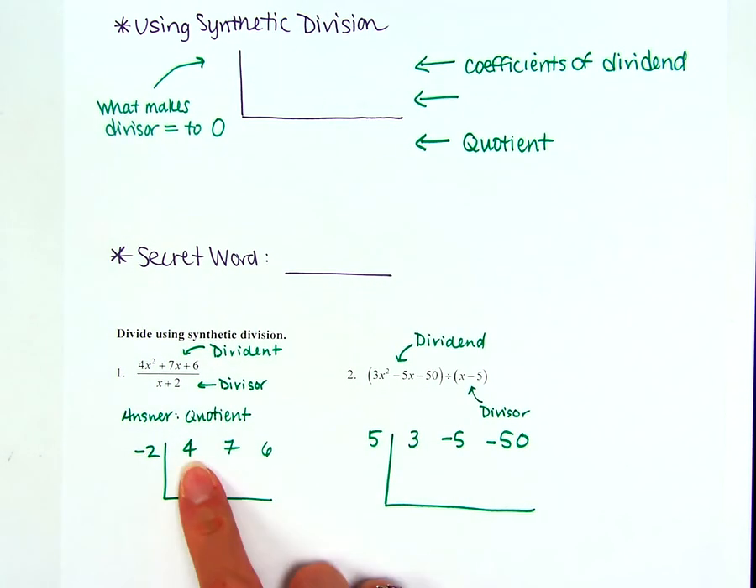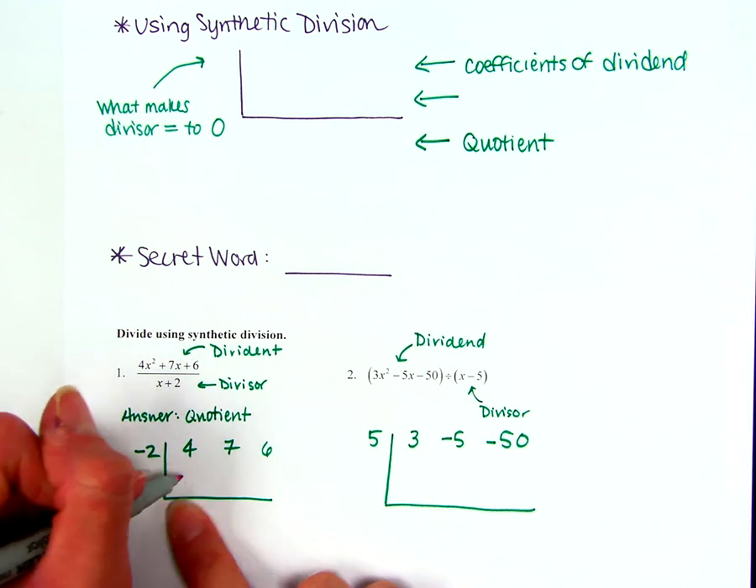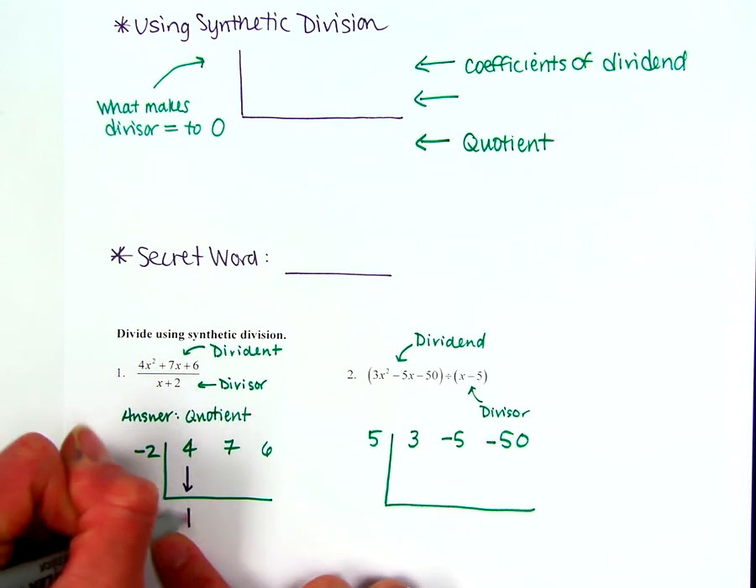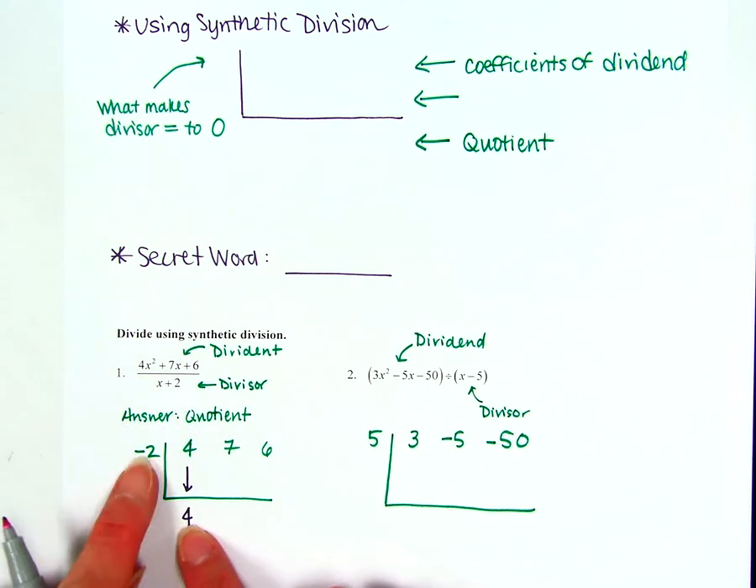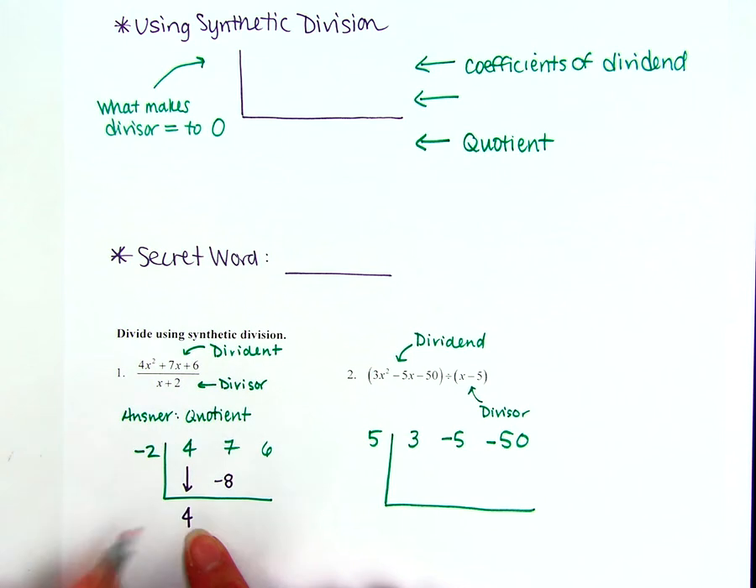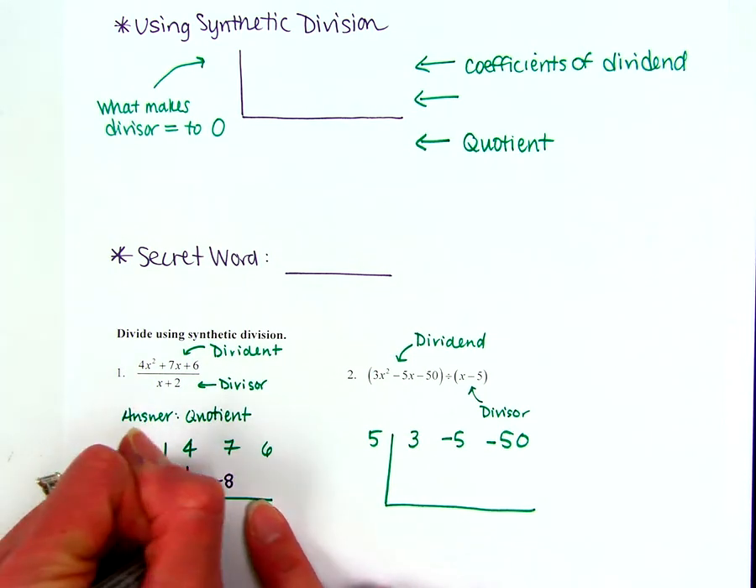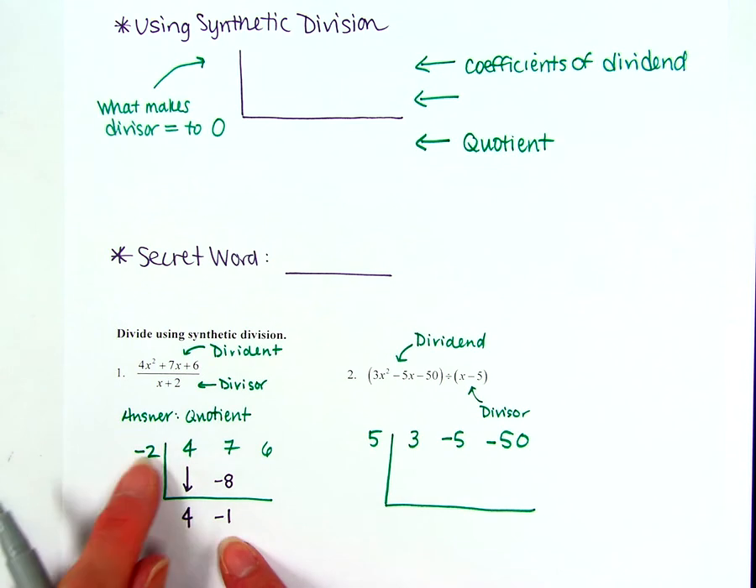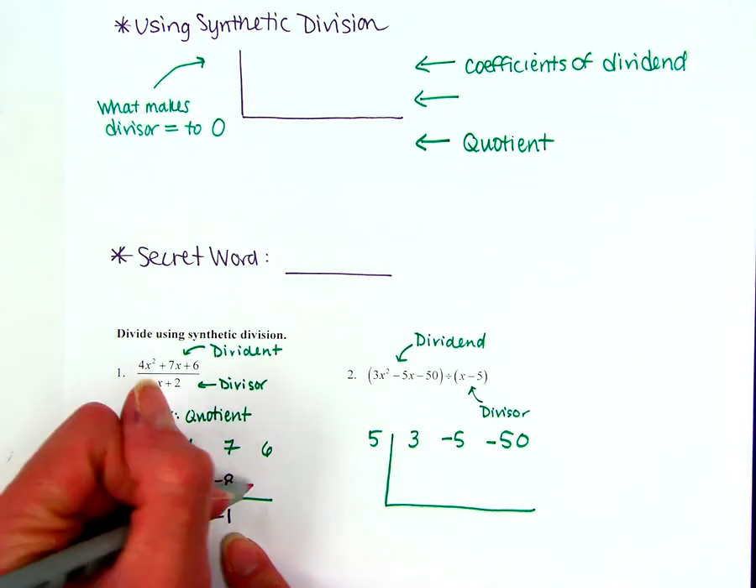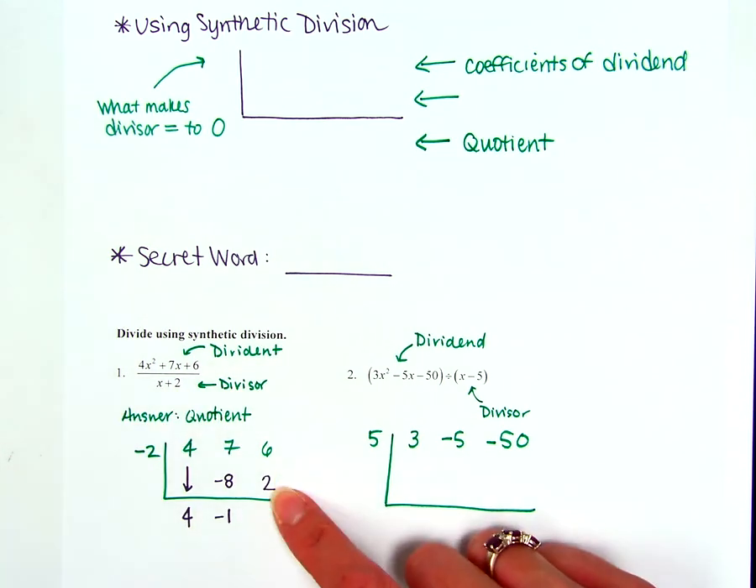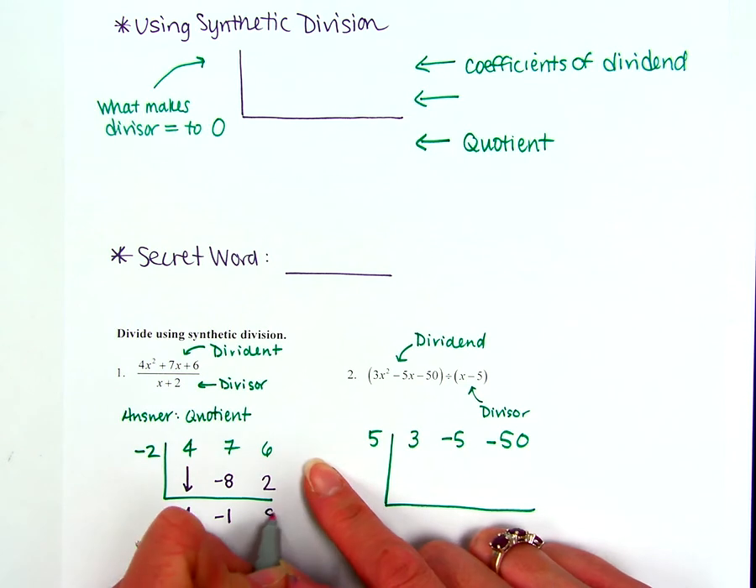So we start off with our 4 that we had written over here. So we just bring that down. We don't do anything with it, and we just drop it down. And then you're going to do 4 times negative 2. Okay, so use your calculator if you need to, but 4 times negative 2 is negative 8. And then you're going to add your columns. So 7 plus negative 8, that gives me negative 1. And then I go back and repeat. So negative 2 times negative 1 is positive 2. And then I add. That's 6 plus 2, that gives me 8.